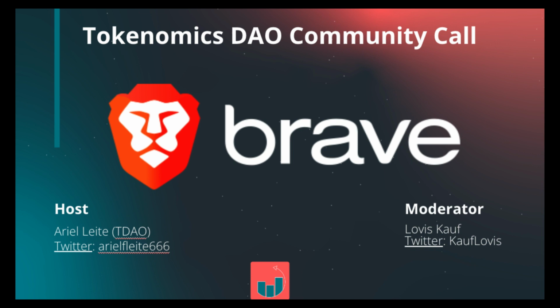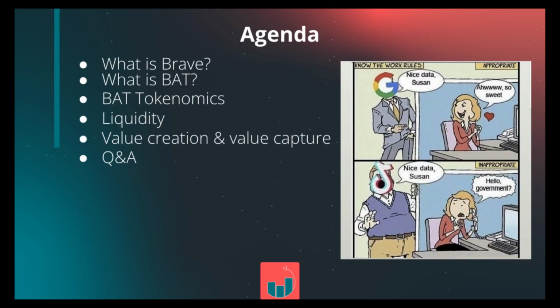So let's get started. This community call is about the Brave browser and their token, which is the Basic Attention Token. Going through the agenda, we're first going to talk about what is Brave, then what is BAT, their token, then a little bit about their tokenomics. Then I also want to talk a little bit about the BAT liquidity, which is a bit of an issue for this particular token. Then we go through value creation and value capture, and then we have some time for a Q&A at the end.